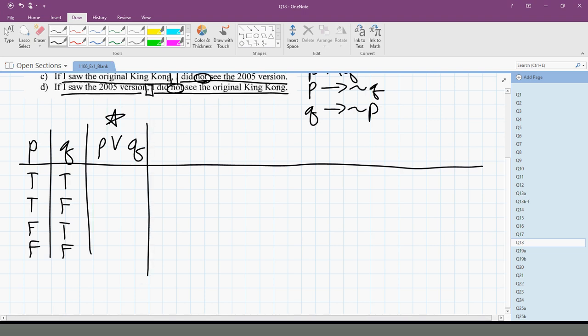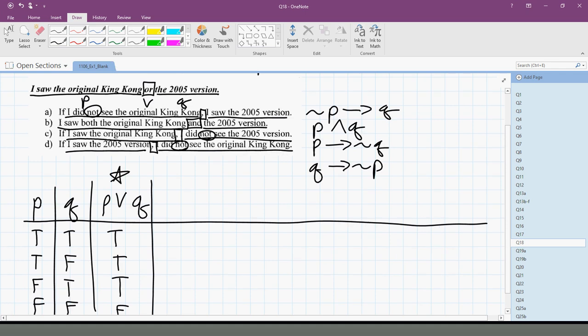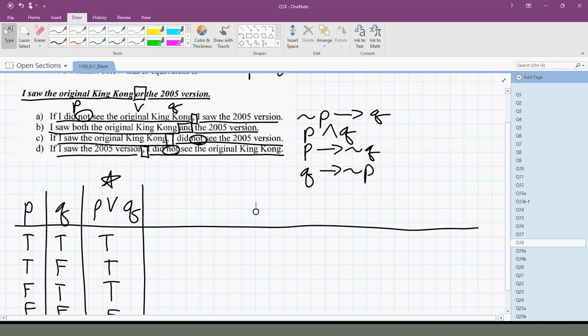So "or" means what? Only false when both are false. So what do we get for the first? True, true, true, false. No worries. Because true, true is true. True, false is true. False, true is true. False, false is false. All right. So now we're going to go statement by statement, and we're going to find which one matches true, true, true, false. That's what we want.